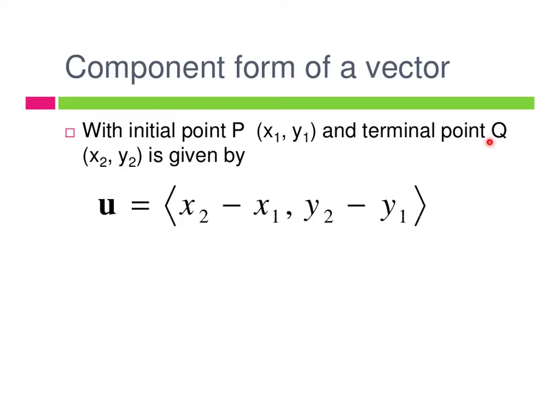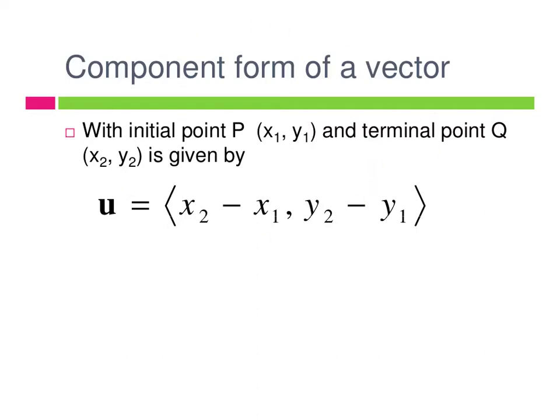And what we're going to do is take the terminal point and the initial point, subtract them, and get what we call the component form. It's really important to take the terminal point and subtract the initial point in that order. And what this is doing is repositioning our vector.